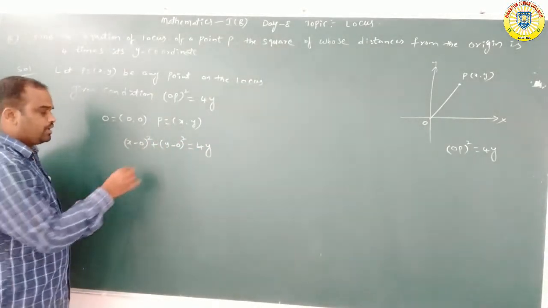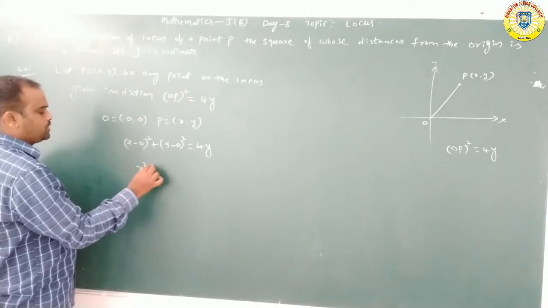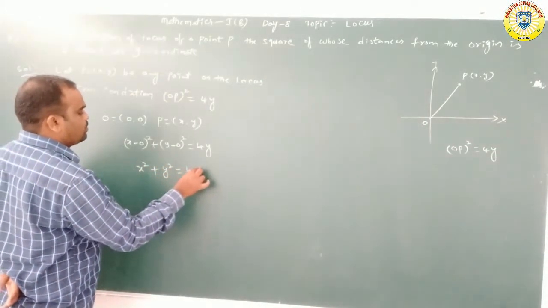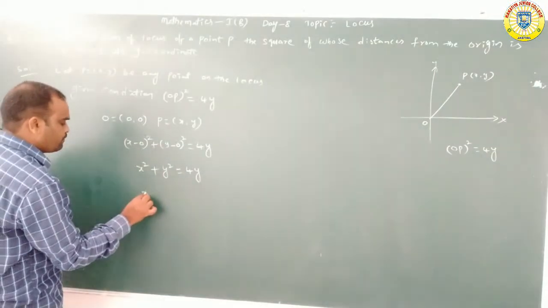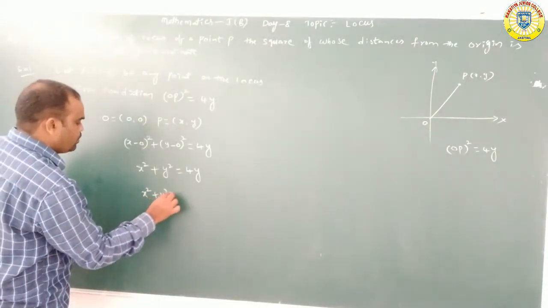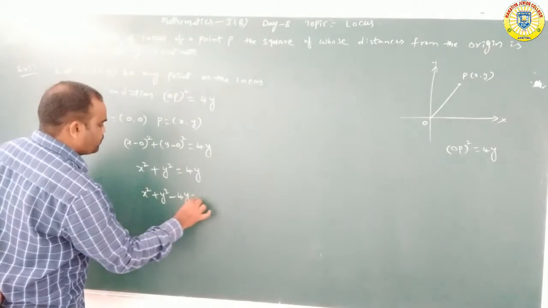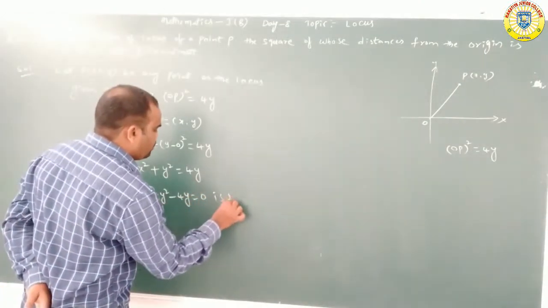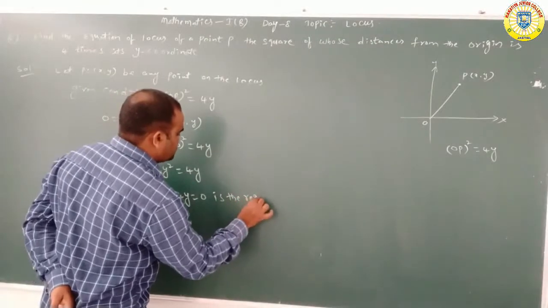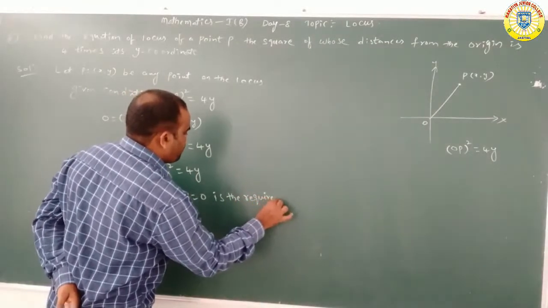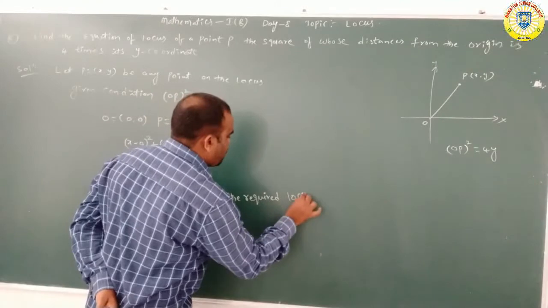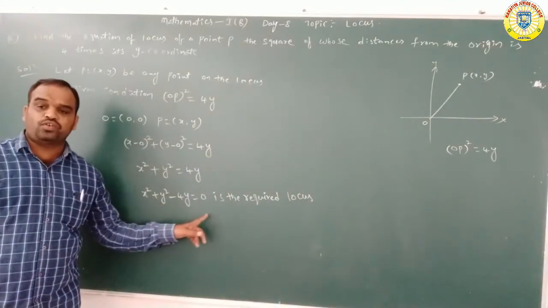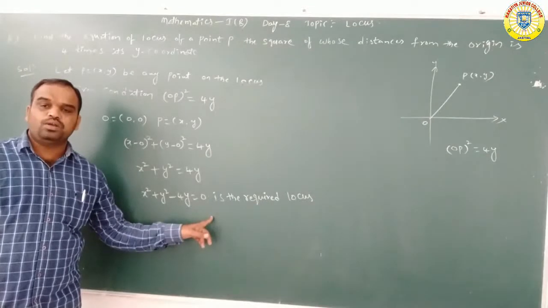x minus 0 is nothing but x square, y minus 0 is nothing but y square, equal to 4y. Therefore x square plus y square minus 4y is equal to 0 is the required locus.